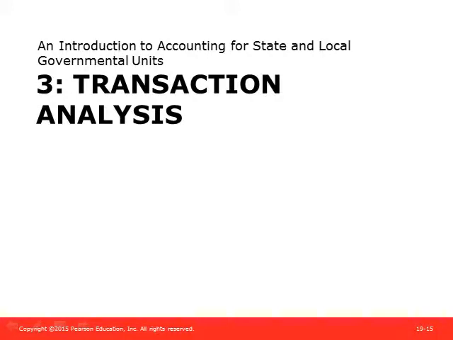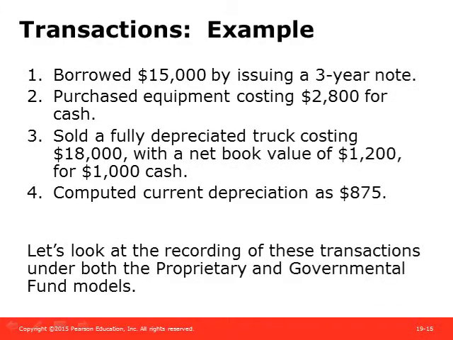And so now let's talk some about transaction analysis. So let's consider the example where we borrowed $15,000 by issuing a 3-year note. We purchased equipment costing $2,800 for cash. We sold a fully depreciated truck costing $18,000 with a net book value of $1,200 for $1,000 worth of cash, and we computed current depreciation as $875. So let's look at how we record these transactions under the proprietary and governmental fund models.